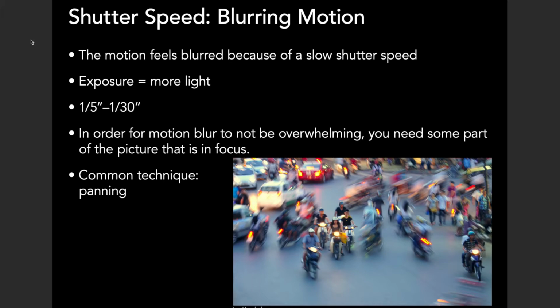If you are intentionally taking a motion blur photo, one thing that you need to do to make sure your photo doesn't just feel blurry is to make sure that part of your photo is in focus. So if you've ever seen a picture of a waterfall and the water is blurring and it's beautiful and blurry and you can see the motion, often the rocks and the nature around the waterfall will be in focus. And this just gives our eyes something to actually focus on, so that it doesn't just feel like a giant blur.